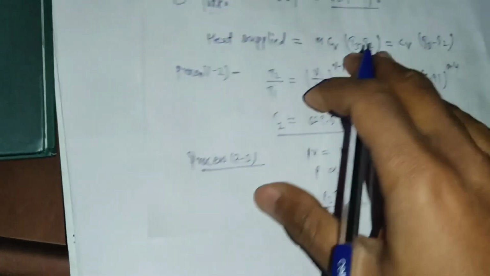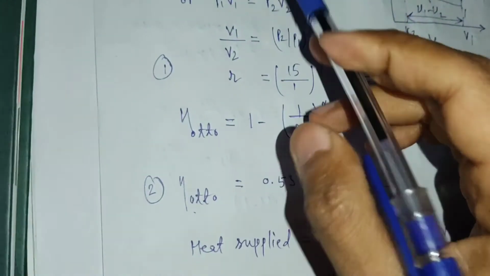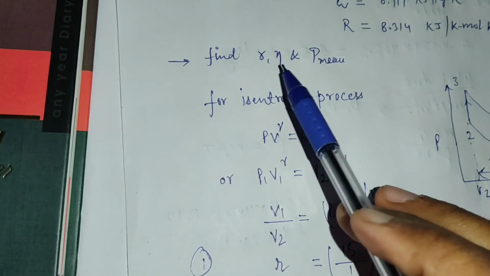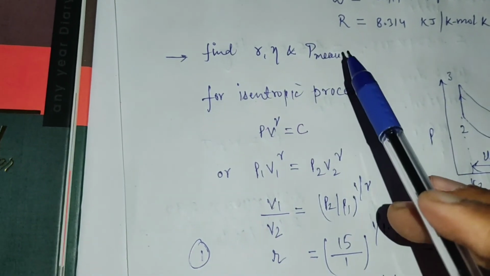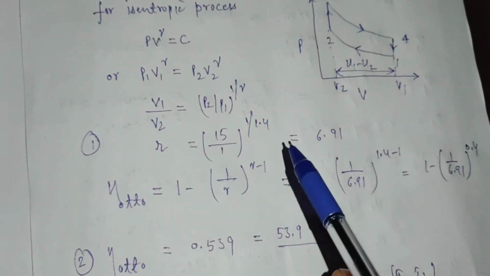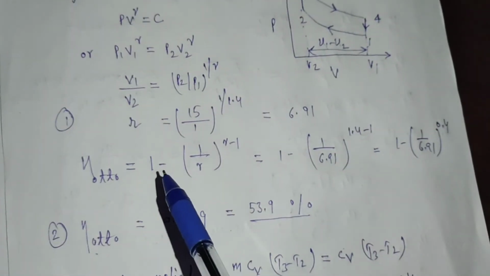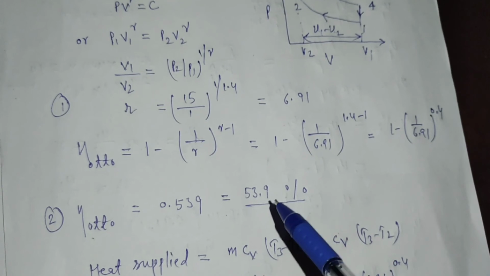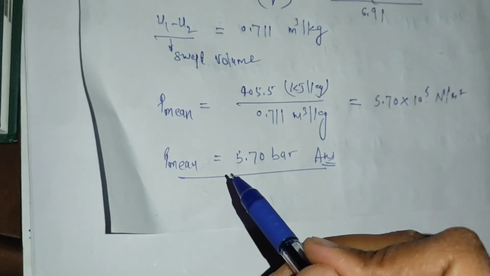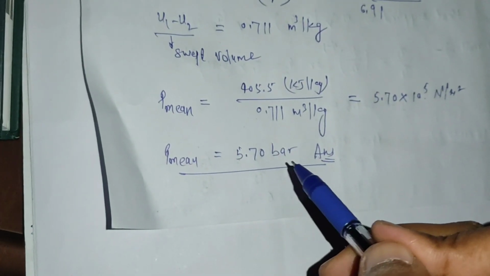In this question we have found the value of compression ratio, thermal efficiency of Otto cycle, and the mean effective pressure. So r is here 6.91, and thermal efficiency of Otto cycle is 53.9%, and after that we have calculated mean effective pressure, which is coming out as 5.70 bar.